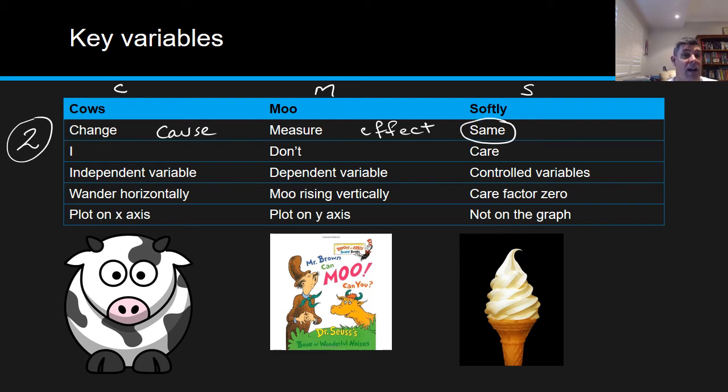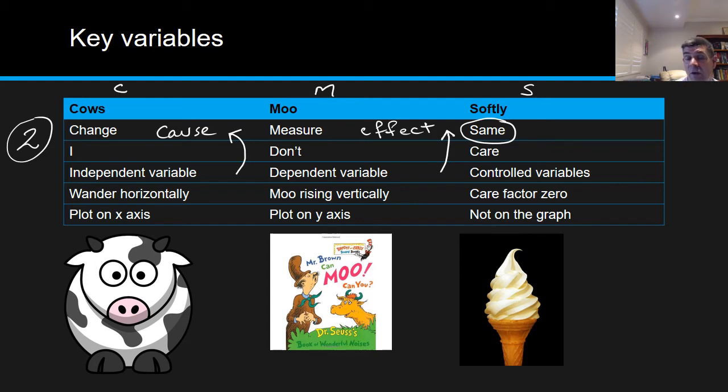Now, a second acronym that goes with our cows moo softly is I don't care. And that may be how you're feeling at the moment. But I don't care about cows mooing softly helps you remember the specific names of each of these variables. The cows is the I. I is for the independent variable, and the independent variable is the one that we change. The don't is the D. That goes with the M for moo, and it's called the dependent variable. Now it's called a dependent variable, but it doesn't actually always depend on the independent variable, but that's how we label it. So the don't in I don't care stands for dependent variable.